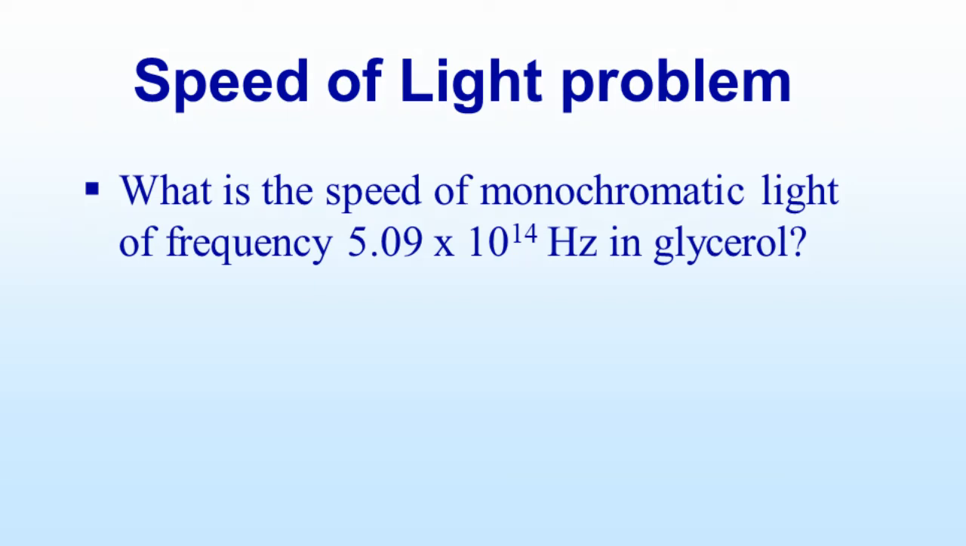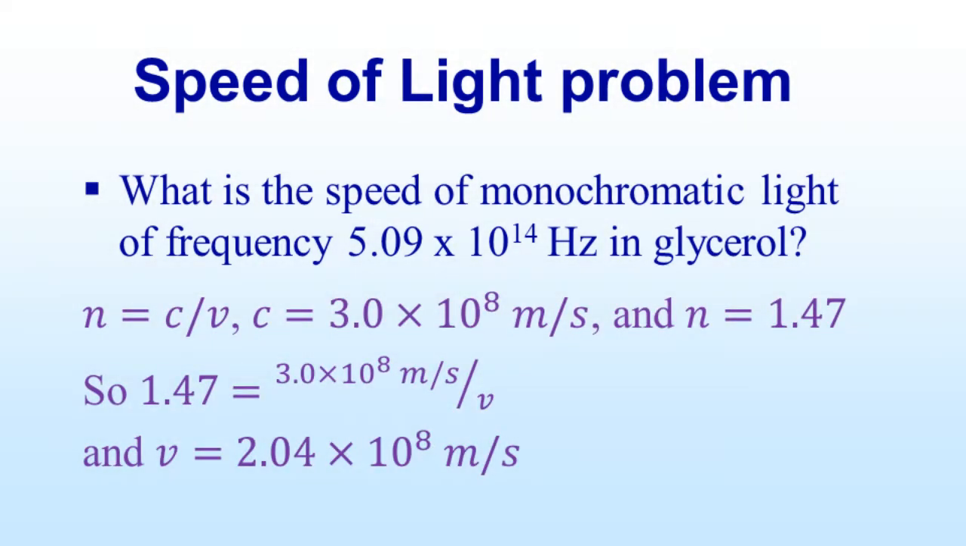So, just like before, we'll use that equation, n equals c over v, to solve through with 1.47 as our n, to give us a speed in glycerol of 2.04 times 10 to the 8 meters per second. So notice that n for glycerol is larger than n for water, and v, the speed that light moves through it, is smaller. So there's that backwards or inverse relationship between those two quantities.